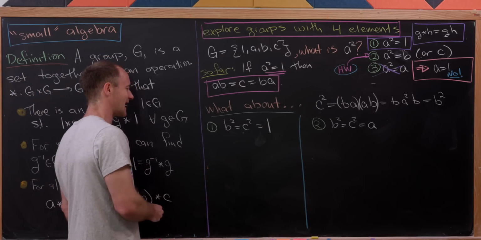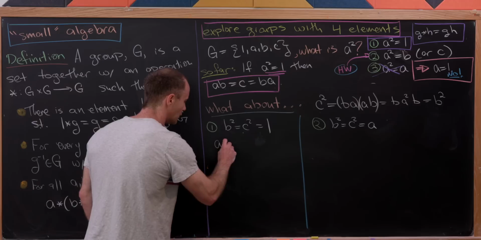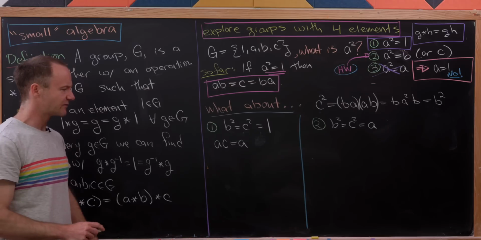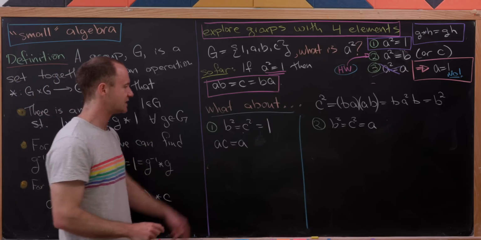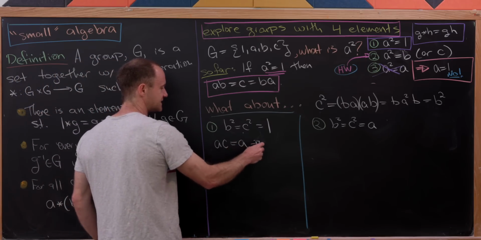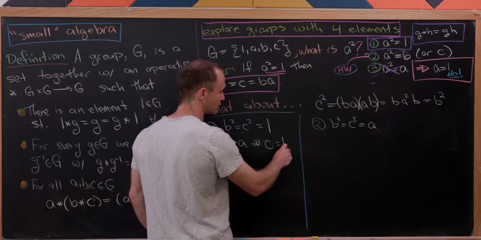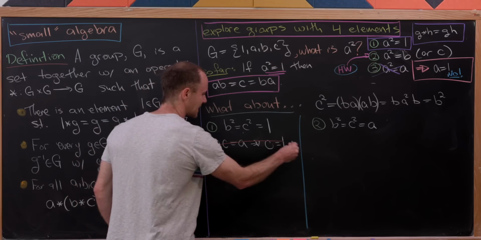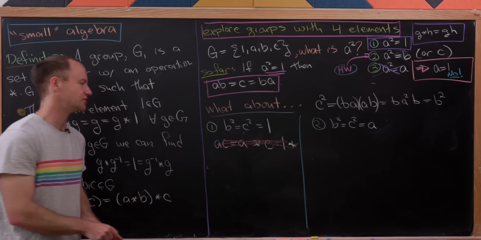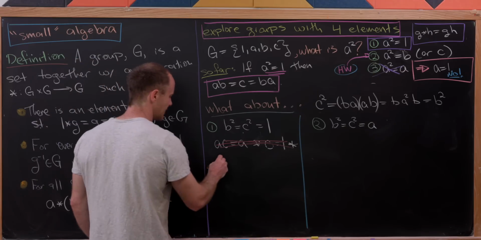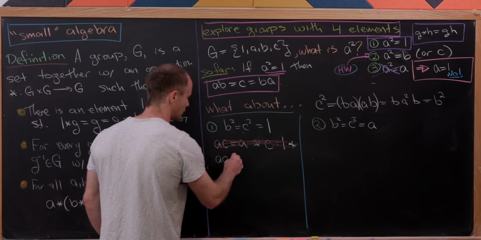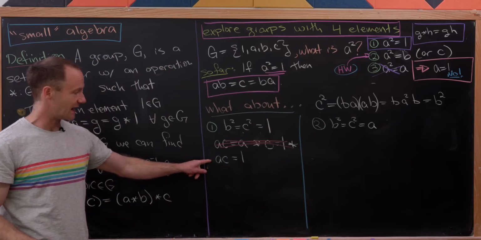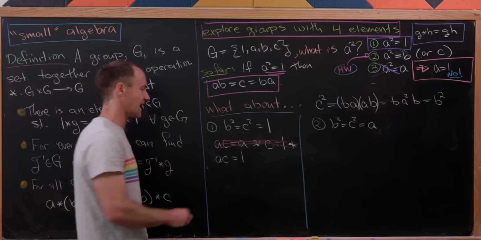Okay, let's investigate a times c. What happens if a times c is equal to a? Then we can left multiply by a, and we'll get c is equal to a squared. But if c is equal to a squared, that means c is equal to 1, and that's not possible. So a times c cannot be equal to a. Well, what if a times c is equal to 1? Now we can left multiply by a. That gives us a squared times c equals a.